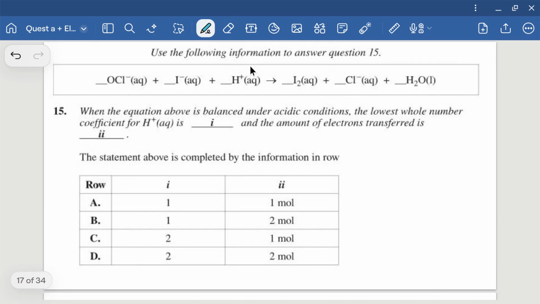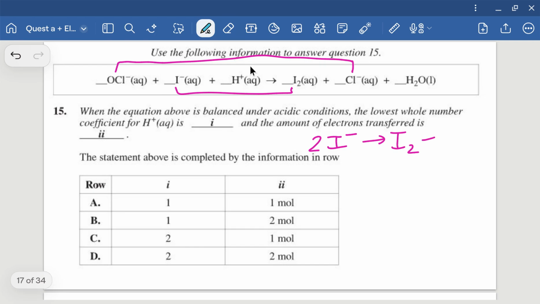Okay. Our next one, balancing in acidic conditions. For this one, I would split into your 2 half reactions. So I- relating to the I2 gas, and then your OCl- ion relating to your Cl-. So I would start with either one. So I- giving you I2, looking at your half reactions. In this case, I can just balance my iodine and then balance electrons, and then that one's done. In the second one, it's a little bit more work. I'm going to have my OCl- turning into Cl-.